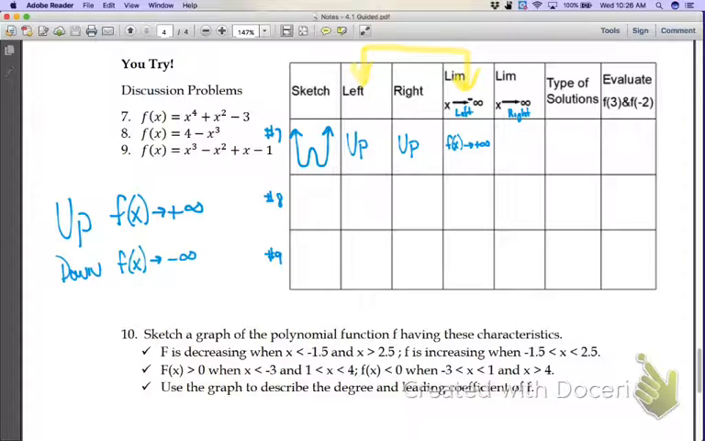So then, the right side is going to match up right here. Which way is the right side going? Is it going to positive infinity or negative infinity? Positive infinity. So I'm just going to write it as f of x, the arrow to positive infinity. Now, it's to the 4th power, so what type of graph is it? Quartic, right?